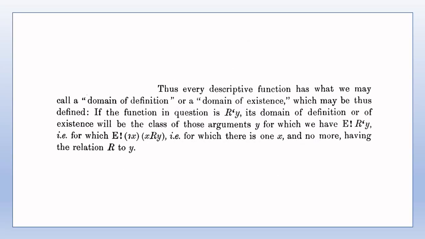On page 33 we read, every descriptive function has what we call a domain of definition or a domain of existence, which may be thus defined. If the function in question is R'y, its domain of definition or existence will be the class of those arguments y for which we have R'y exists, i.e. for which the x such that xRy exists, i.e. for which there is one x and no more having the relation R to y.